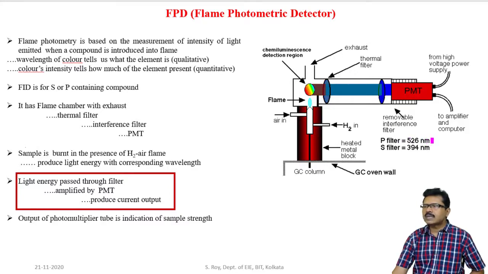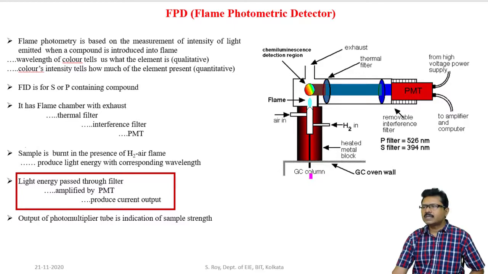with 526 nanometer. Now if we want to detect sulfur content, then the monochromator should be chosen such that it will allow the light energy which is having wavelength of 394 nanometer. So ultimately corresponding light energy will pass through the interface filter and that will be detected by photomultiplier tube. This photomultiplier tube will multiply the signal and it will ultimately produce an electronic or electrical output. Magnitude of this electrical output is the indication of the strength of sample to be tested.